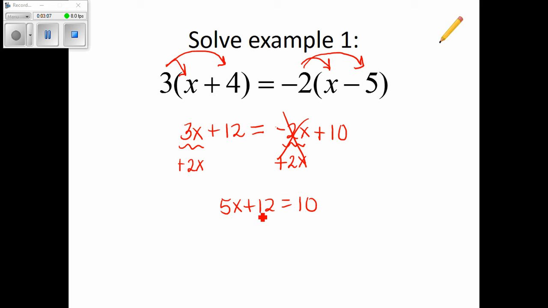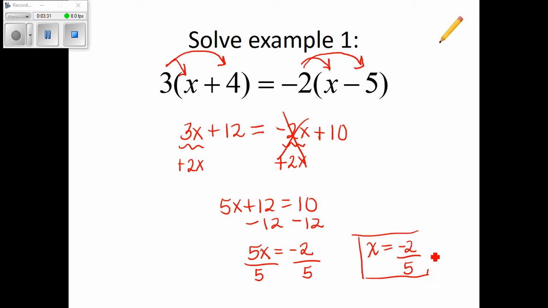Again, I want to get that 12 to the other side. When we solve for an x, we get x's on one side, all the numbers on the other. So then we're going to subtract 12 from both sides. We get 5x equals negative 2. The opposite of multiplying, the inverse operation, would be dividing by 5. x is equal to negative 2/5. That would be the solution to this equation. There's one answer that makes this statement true.